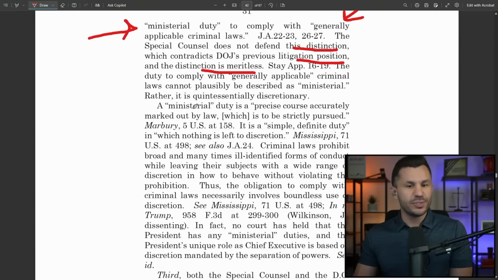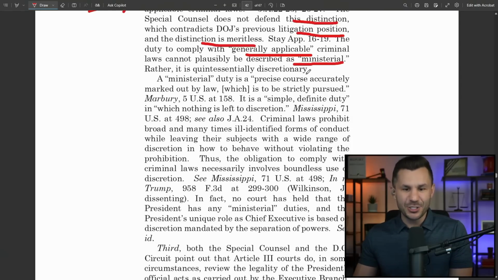The duty to comply with generally applicable criminal laws cannot plausibly be described as ministerial. Rather, it is quintessentially discretionary. A ministerial duty is a precise course accurately marked out by law, which is to be strictly pursued. It is a simple, definite duty, where nothing is left to discretion.